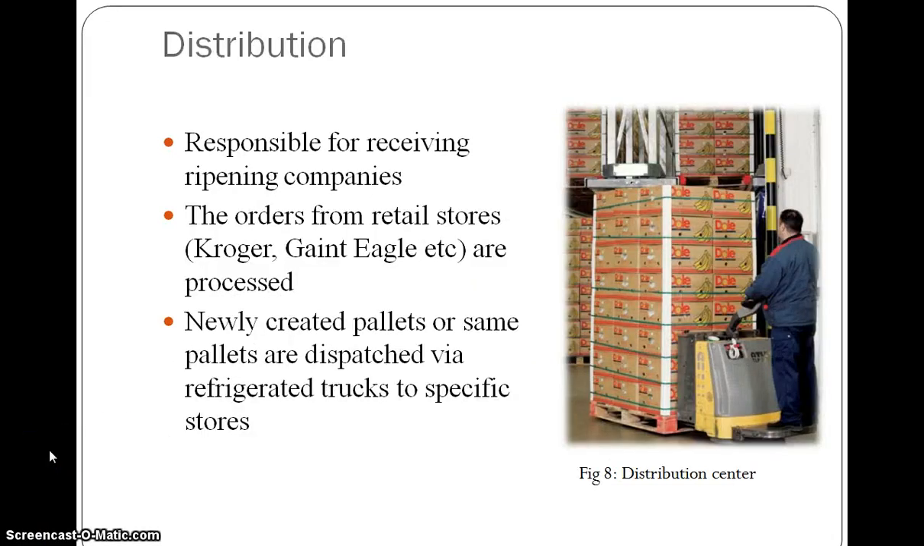The seventh step we have is the distribution part, responsible for receiving the ripened bananas from the companies. So the orders from retail stores like Kroger, Giant Eagle, etc. are being processed at this location. It is very similar to the ripening facility, but again, this is a separate compartment where the distribution takes place to make the logistics more efficient. Newly created or the same pallets are being dispatched into refrigerated trucks to the specific store.